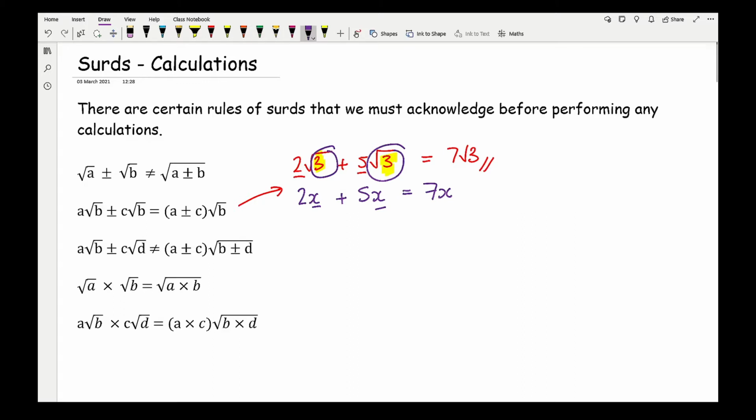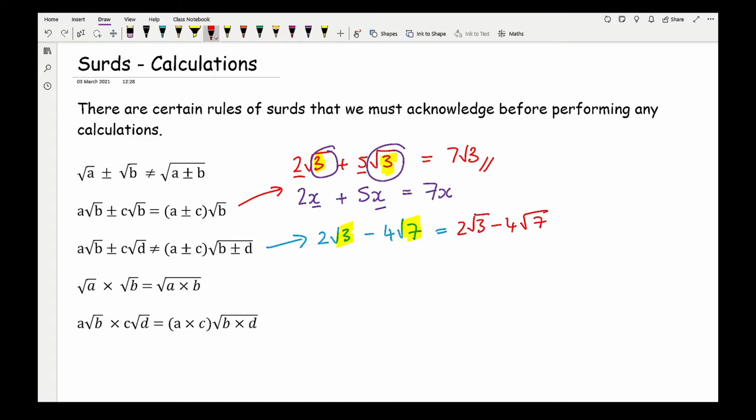Now the next thing is, if we had, let's say, 2 root 3 minus, let's go for 4 root 7, then because the numbers inside the square roots are different, there is nothing we can do to simplify this. So that cannot be simplified, and it would just stay the same: 2 root 3 minus 4 root 7. And there we go.